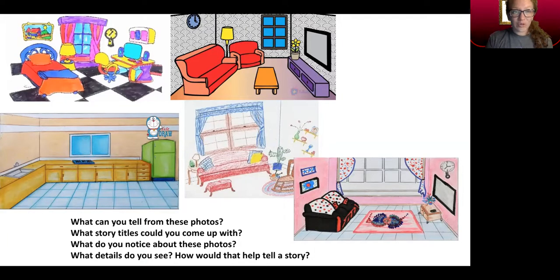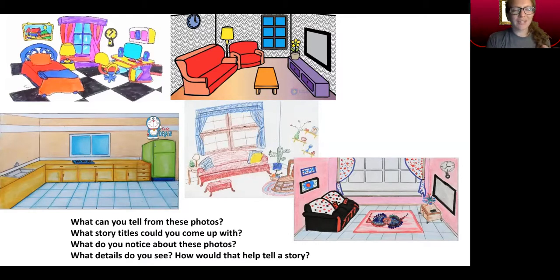Each one of these photos could tell a different story because each one of these photos gives us a different setting. The setting is the when and the where of a story. So if I'm looking at these illustrations, I can tell that they're all inside. They're all inside someone's house. And I can tell that because there's a floor and there's a wall and there's different furniture pieces.